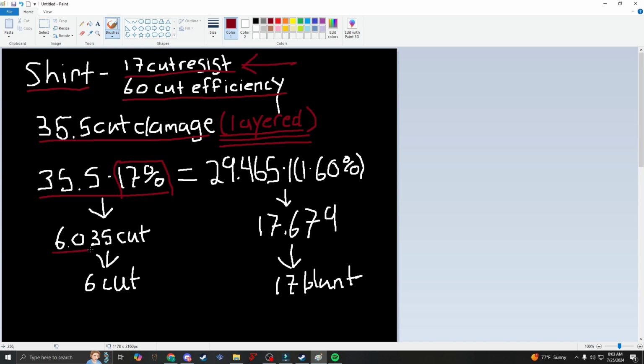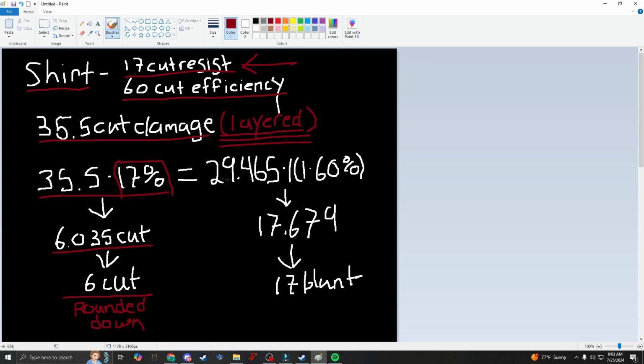And that's going to give you 6.035 cut. Now, because it's not layered, we're going to round it down to 6, because it's going to be directly applied to your character because there is nothing else for it to be layered upon. It's just your armor and your shirt. And that's it for that for now.